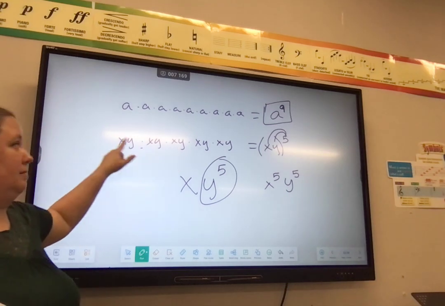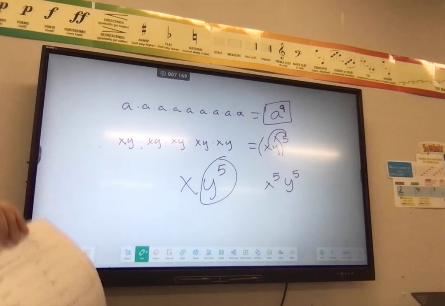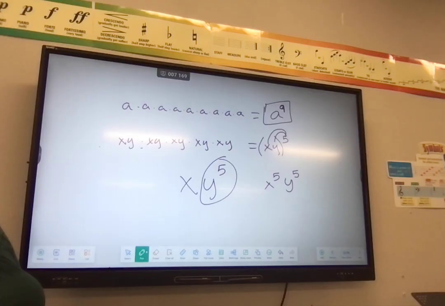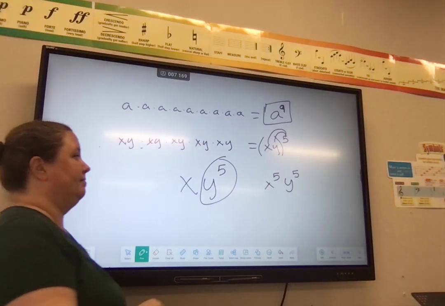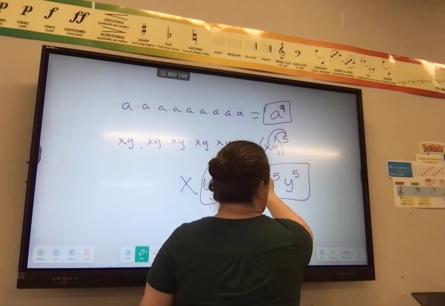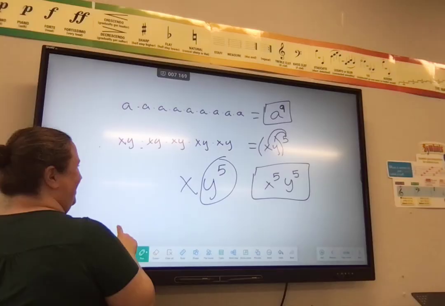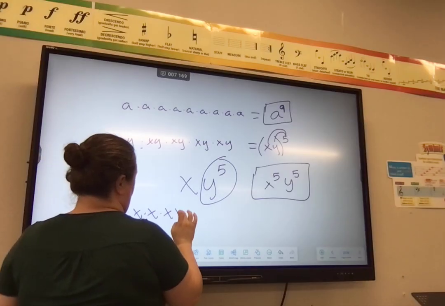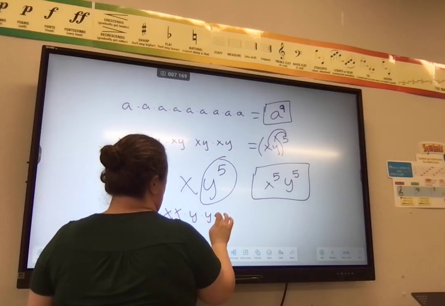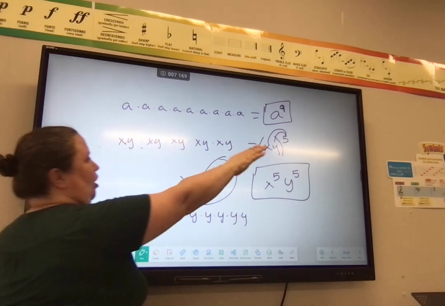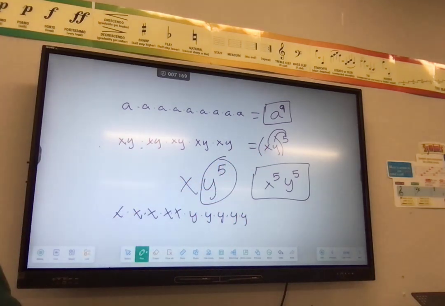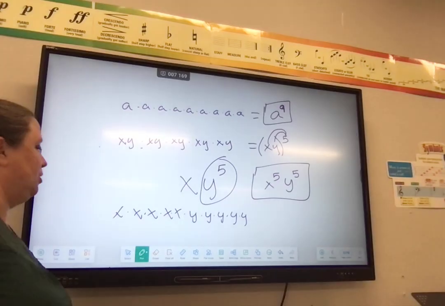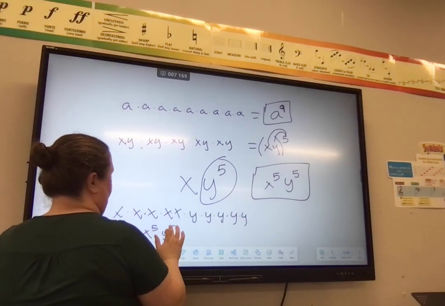We have 5 of each, right? The reason x to the power of 5 times y to the power of 5 is also correct is because xy is actually x times y. So you could technically write xy to the power of 5 as x times x times x times x times x times y times y times y times y times y. Because it's all multiplication, you can rearrange things, which is also why you could get x to the power of 5 times y to the power of 5.